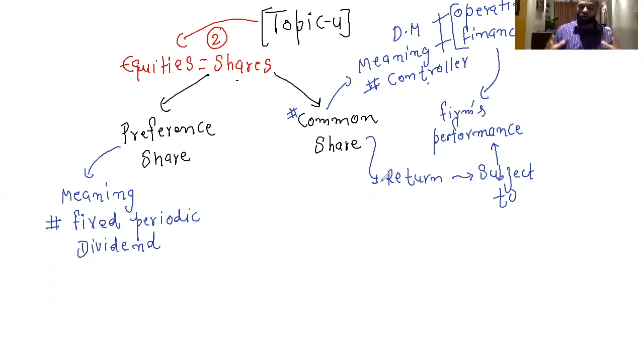So the conclusion is, preference shareholders receive a fixed dividend, and common shareholders may not receive a fixed dividend. It depends upon company performance, whether the company is doing good or bad. Why? Because they are the real boss. They are the real controller of the company, right? So that's the idea for the difference between preference and common shareholders.